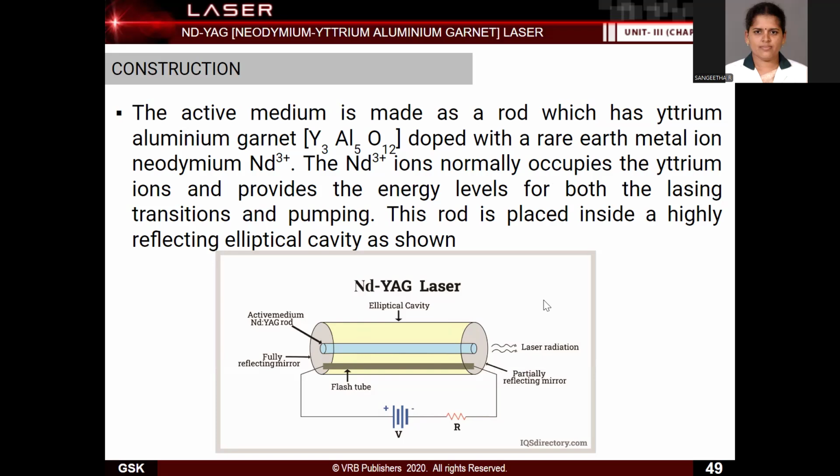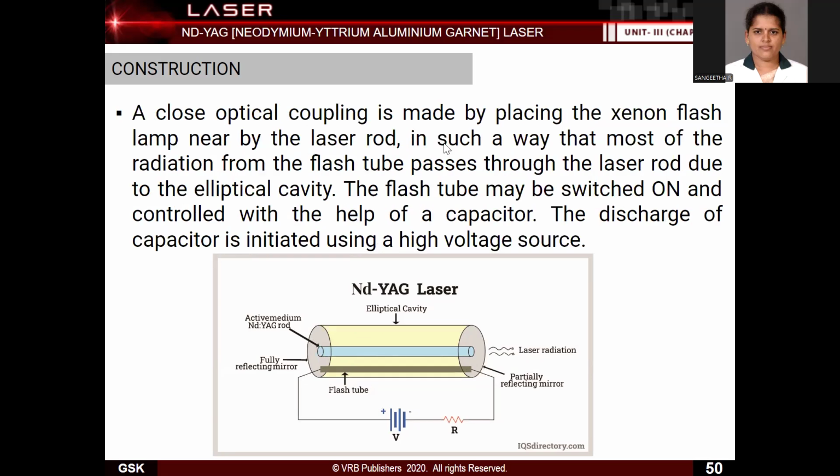The purpose of the elliptical cavity is to make 100% of the light fall on this laser rod. This xenon flash lamp is connected to a power supply through a resistor and capacitor. That is, the discharge of a capacitor is initiated using a high voltage source.